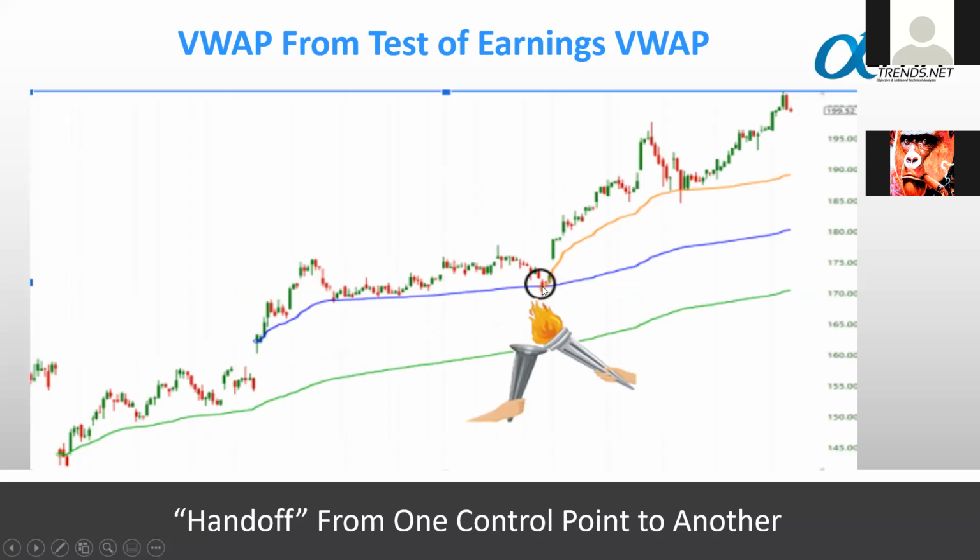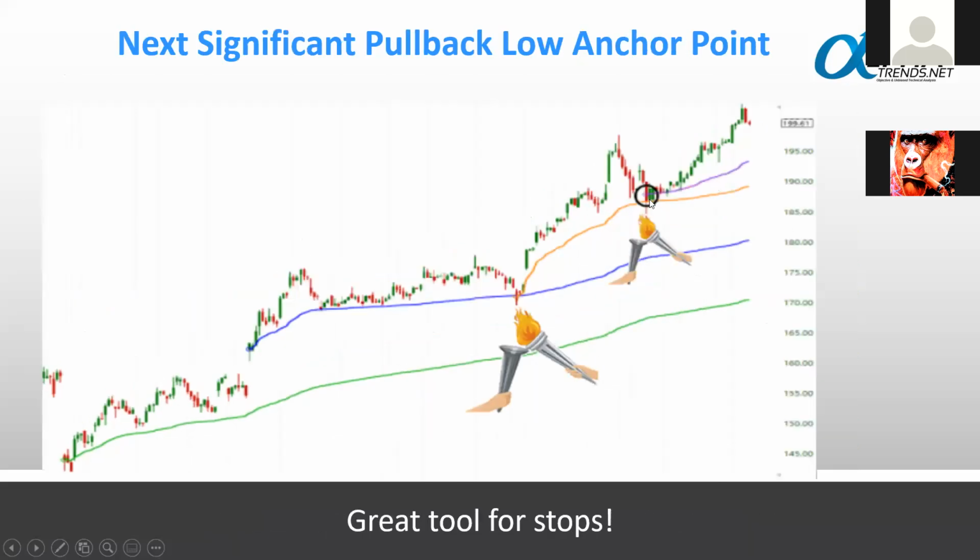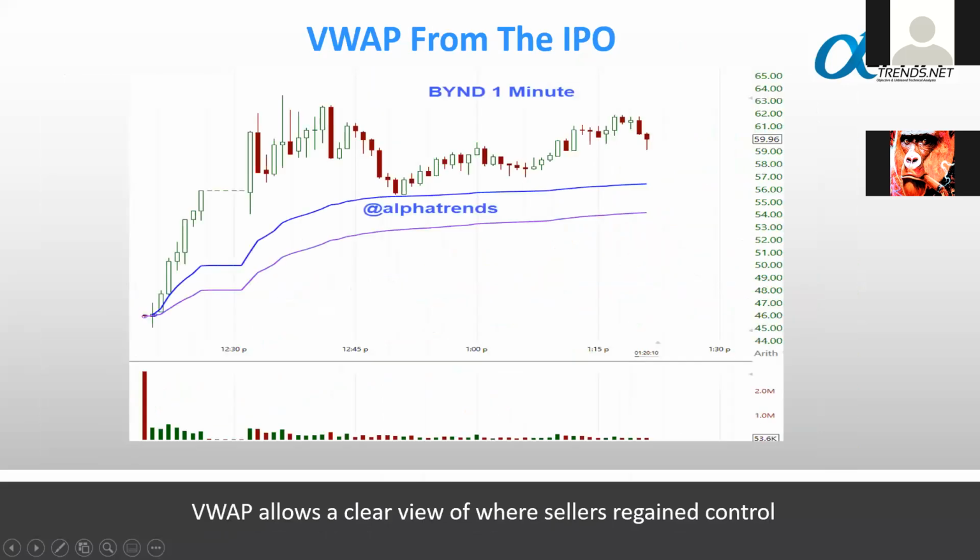We had a shakeout. The buyers regained control. They defended it in here. So what do we do? We anchor another volume weighted average price to where they gained control, and we trail our stop up under that, if that's how you're using them. So you can use them for risk management as well.